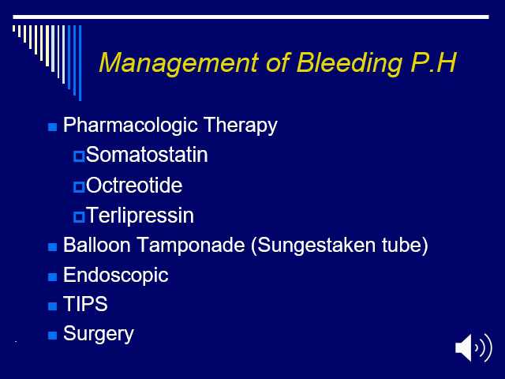These are the weapons you have: pharmacologic therapy, somatostatin, or octreotide, which is a somatostatin analog, or terlipressin, which is a vasopressin analog, and this is the most effective of the three. Then balloon tamponade, which is the Sengstaken tube, as you said. This is a bridge therapy, or temporary use for 24 hours, and then take it out. Or endoscopically, as we will see, endoscopic variceal ligation or sclerotherapy. TIPS, which is transjugular intrahepatic portosystemic shunting, or surgery, which is a shunt or transplantation.